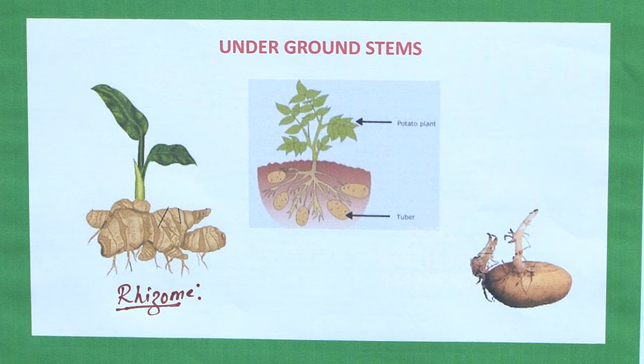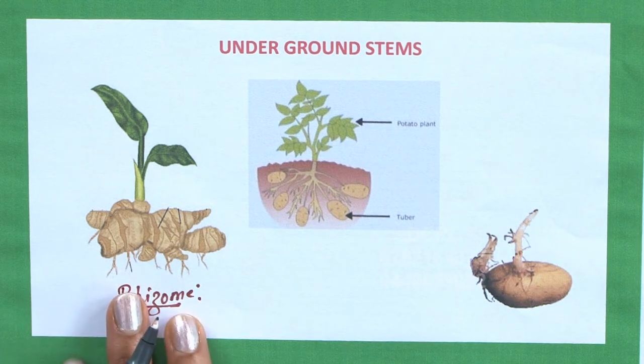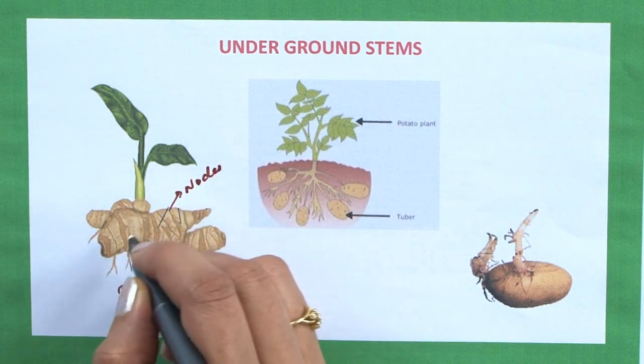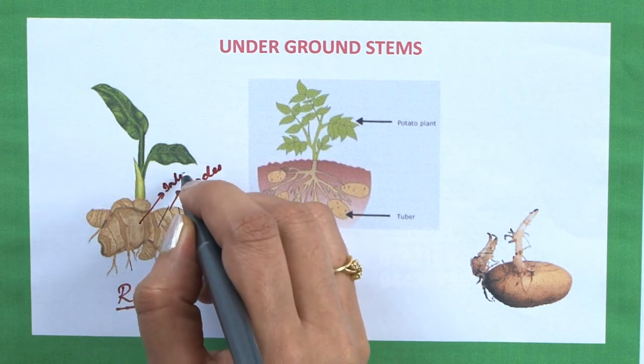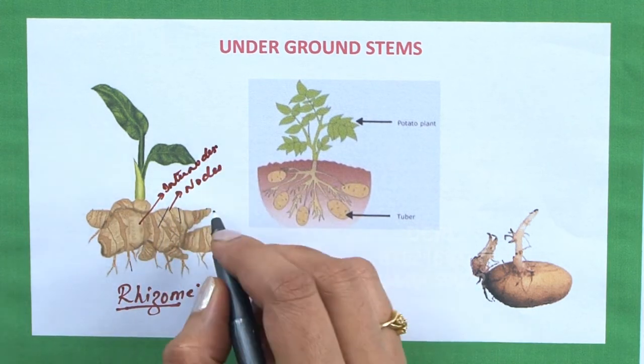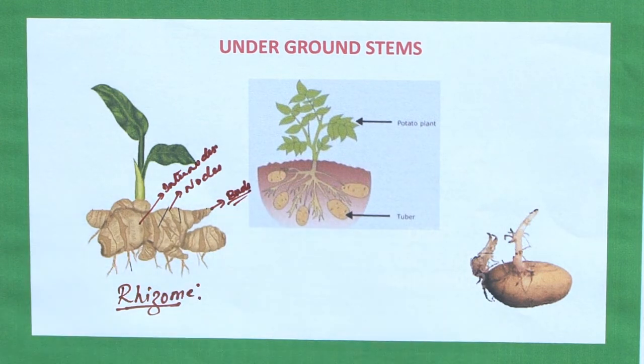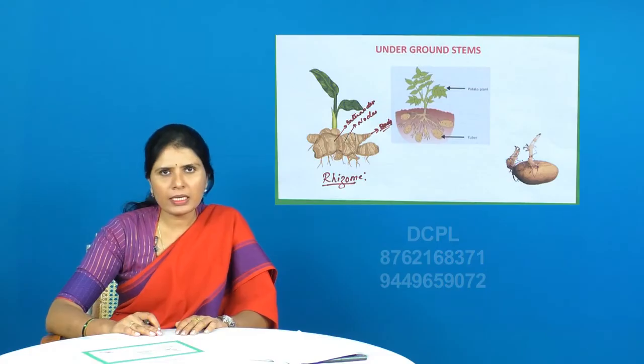Apart from this, it also does the function of vegetative propagation. For example, in ginger, the underground rhizome, I told you it is a stem modification. Hence, the rhizome is differentiated into nodes and internodes. It has nodes and internodes, and it does possess buds, adventitious buds, which later on act as the organs of vegetative reproduction. The nodes are covered over by the scale leaves.